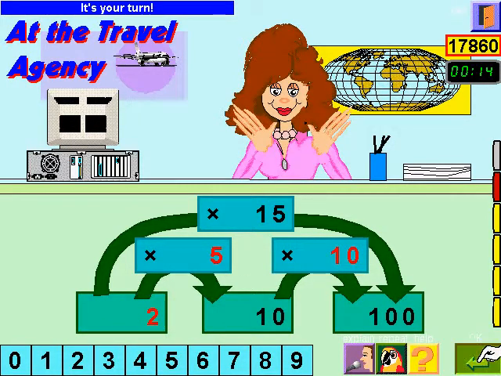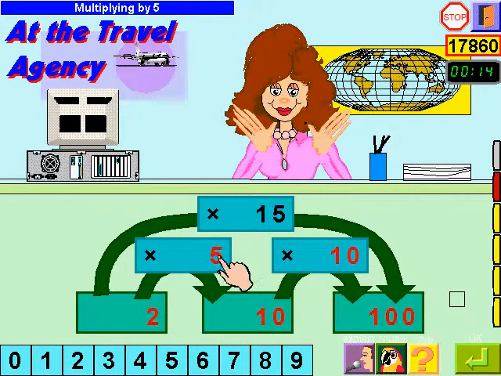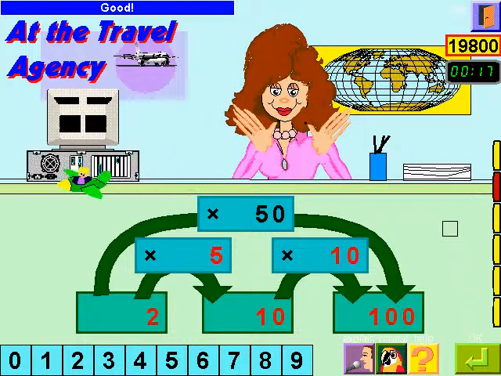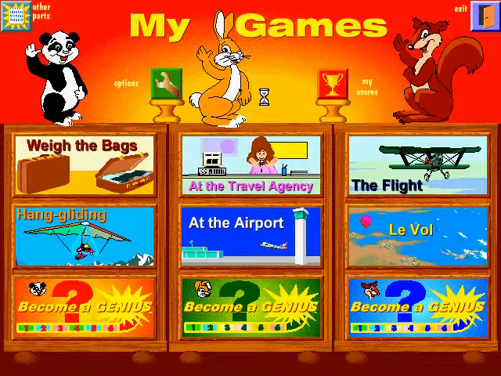Correct. Multiplying by 5 followed by multiplying by 10 is the same as multiplying by 50. Check your answer. Good! Choose an activity.